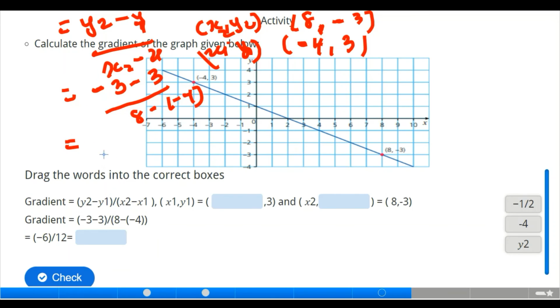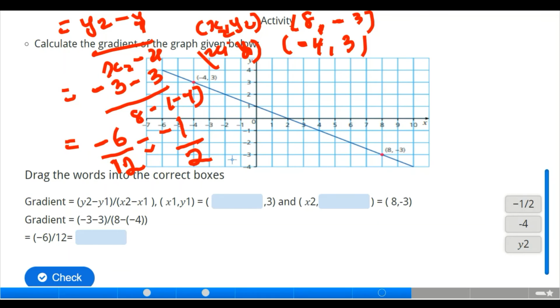Now, what is minus 3 minus 3? That is minus 6, right? Okay, 8 minus minus 4. Minus minus will give us plus. So we have 8 plus 4, which will give us 12, right? So how many times can 6 go in 12? That is 2 times. So we have minus 1 over 2, and that is the answer.